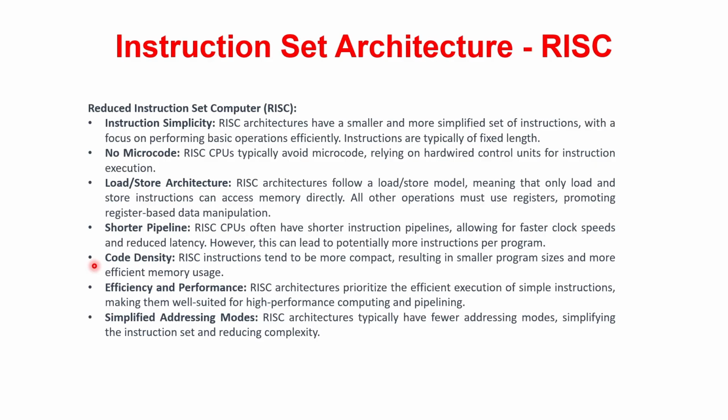Fifth is the code density. RISC instructions tend to be more compact, resulting in smaller program size and more efficient memory usage compared to some CISC implementations. Sixth is the efficiency and performance. RISC architectures prioritize the efficient execution of simple instructions, making them well suited for high performance computing and pipeline techniques. Seventh is the simplified addressing modes. RISC architectures typically have fewer addressing modes, which simplifies the instruction set and reduces hardware complexity.